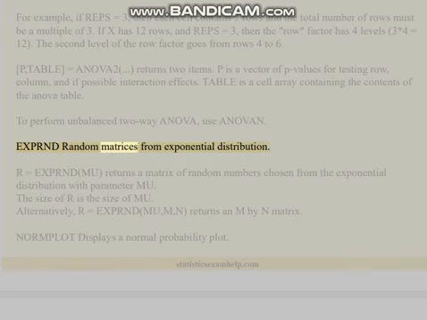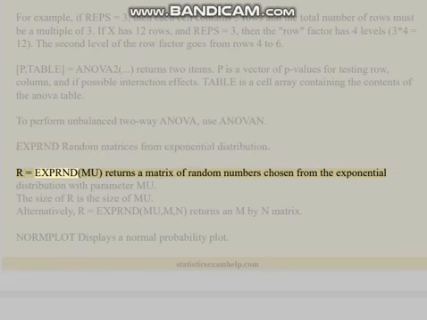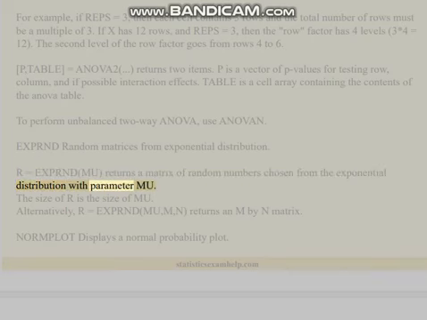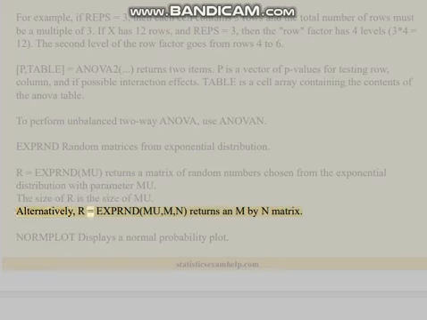EXPRND: random matrices from exponential distribution. R = EXPRND(MU) returns a matrix of random numbers chosen from the exponential distribution with parameter MU. The size of R is the size of MU. Alternatively, R = EXPRND(MU,M,N) returns an M by N matrix.